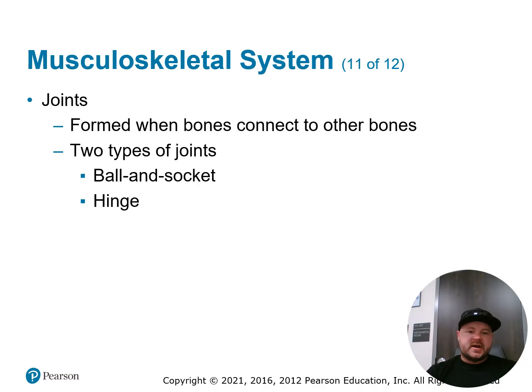So our joints, we have a couple different types of joints in our body. A joint is formed when two bones connect to other bones. The two types of joints are a ball and socket. So that's something like our shoulder or our hip where we can have a little more movement. And then we have a hinge joint, something like our elbow or our knee where it's supposed to only bend in that fashion.